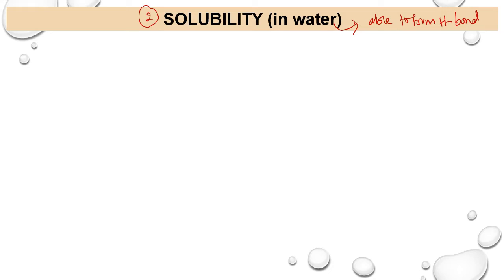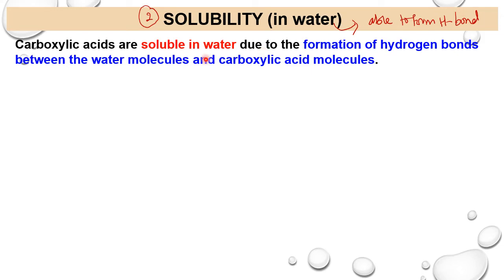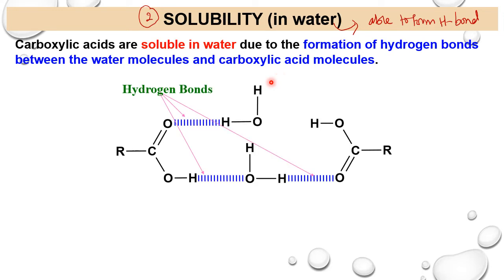Okay, so let's look at carboxylic acid. Carboxylic acids are soluble in water due to the formation of hydrogen bonds between the water molecules and also the carboxylic acid molecule. As you can see over here, I highlighted this part, this is your carboxylic acid. On the carboxyl group itself, on the oxygen and also on the hydrogen here, it can form hydrogen bond with your water molecule. So this is your water molecule. Because it can form hydrogen bond with water molecule, our carboxylic acid is soluble in water.